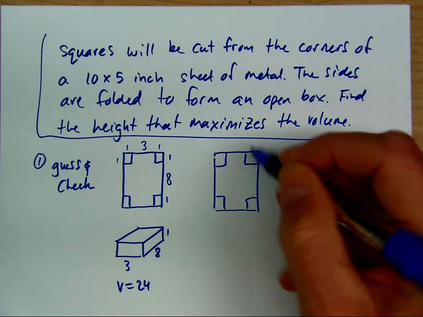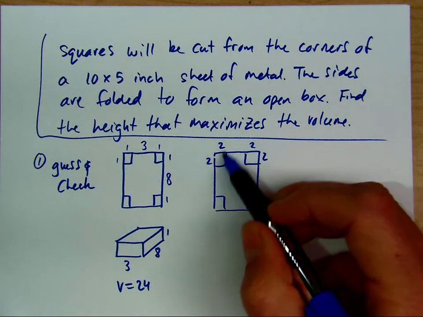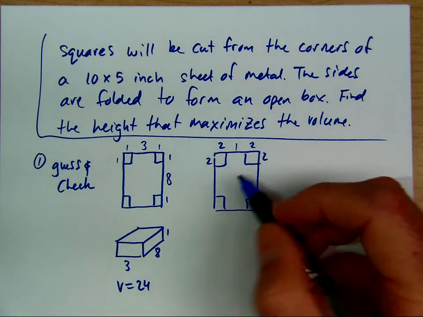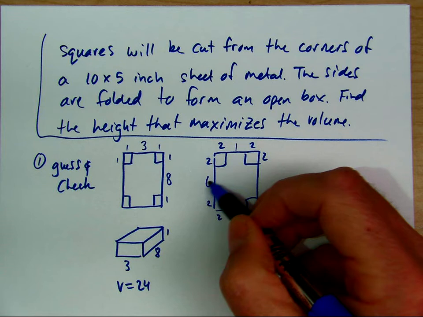And we can cut 2-inch squares out. So if that's 5 and we cut out 4, there's 1 left. And here we have a 10, cut out 4, and there's 6 left.